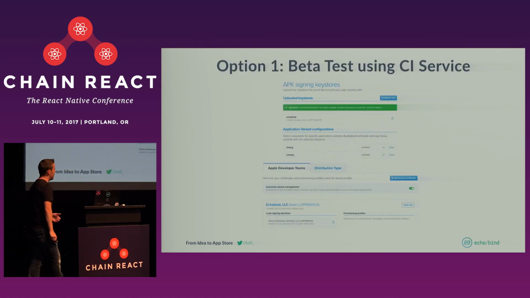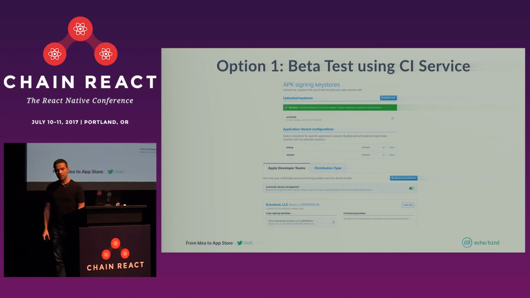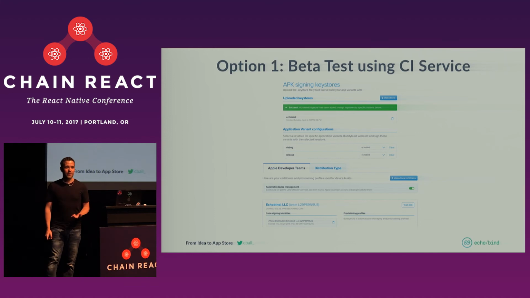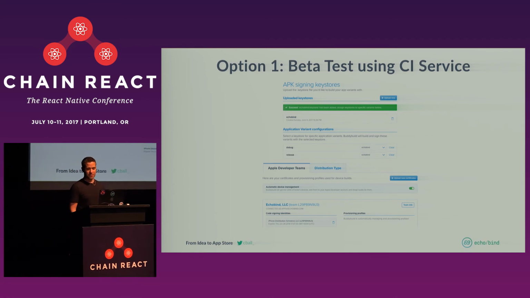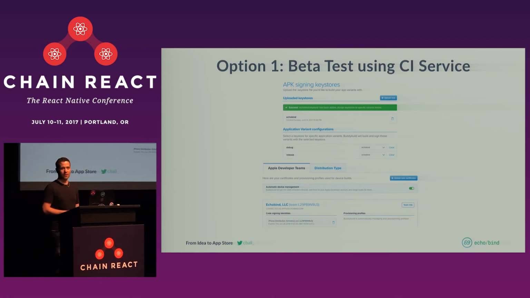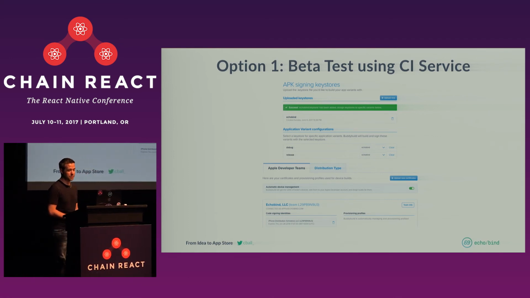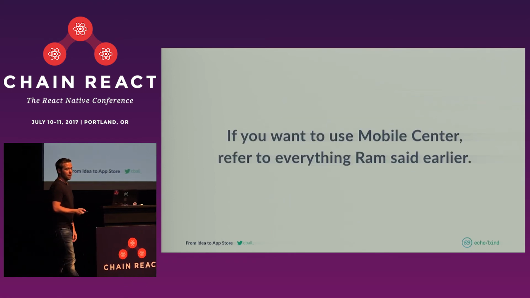So in beta testing, you have the option of beta testing using the CI service. So Buddy Build has their own. Mobile Center has their own. This is completely independent of Fastlane or the Google Play Store. And there's some nice experiences. There's some different things that they can do that they've decided to do that are really helpful. So you might notice a theme here.